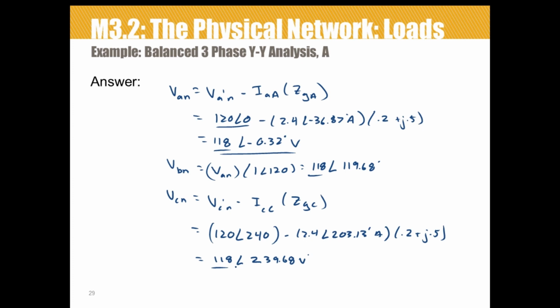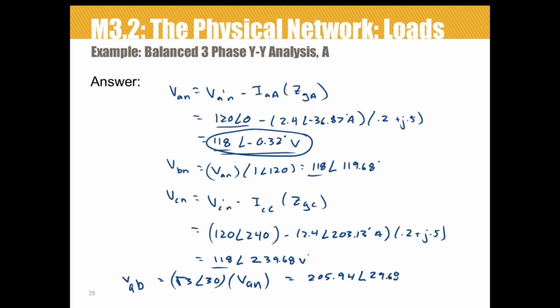And then the last thing we were asked to do was calculate the line voltages at the terminals of the generator. That's just VAB, lowercase this time because we're over at the generator. VAB is equal to radical 3 angle 30 degrees times VAN, that voltage right there. If I multiply radical 3 angle 30 times 118 angle -0.32, I get 205.94 at an angle of 29.68 degrees. So that's the line-to-line voltage as measured at the generator, the magnitude being about 206 volts.